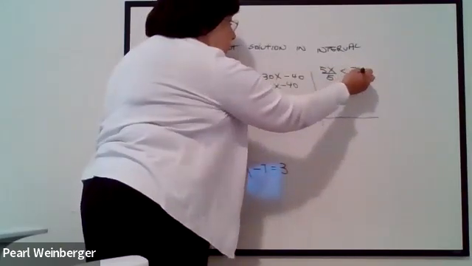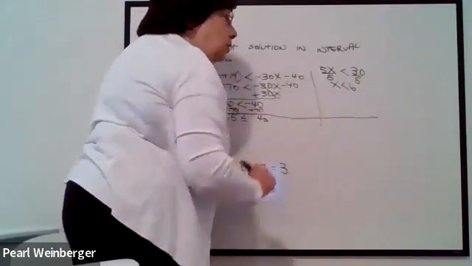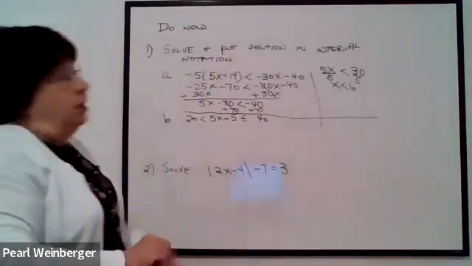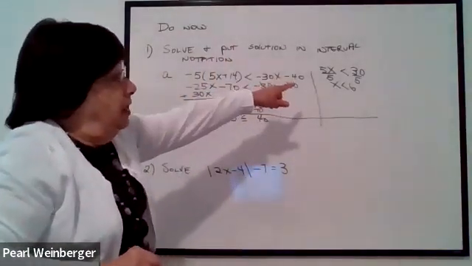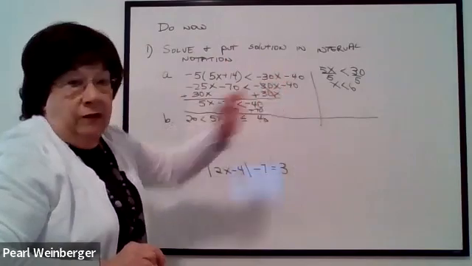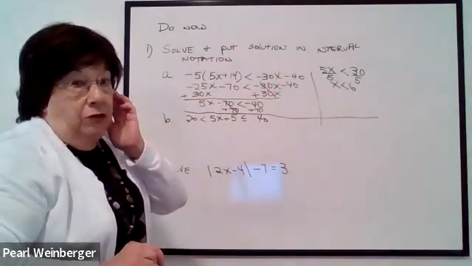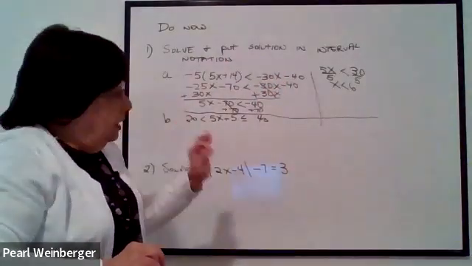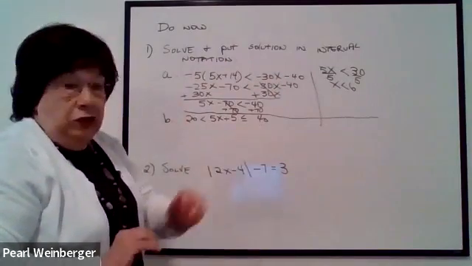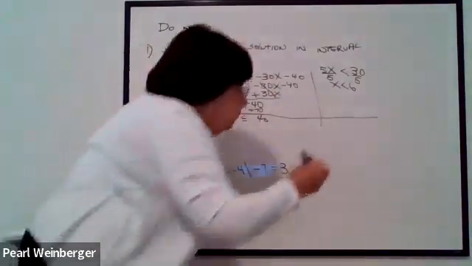Divide everything by 5. So my solution becomes x less than 6. Notice I did not change the direction of the inequality because I divided by a positive number. Only if you divide or multiply by a negative number do you switch the direction of the inequality.